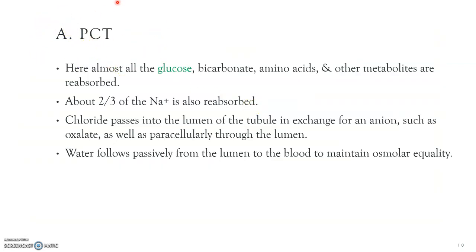Number 1 is the proximal convoluted tubule. Here almost all the glucose, bicarbonate, amino acids and the other metabolites are reabsorbed. And about 2/3 of the sodium is also reabsorbed in the proximal convoluted tubule. And then we have chloride passing into the lumen of the tubule in exchange for an anion such as oxalate, as well as paracellularly through the lumen. And water will follow passively from the lumen to the blood to maintain osmolar equality.